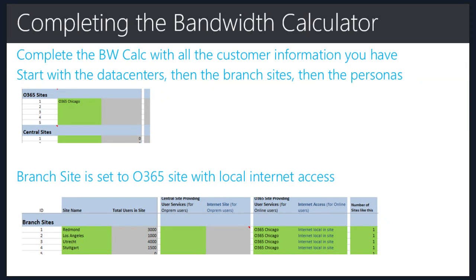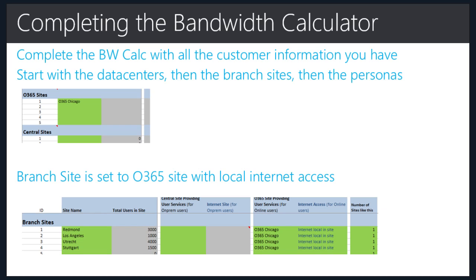So we'll start completing the bandwidth calculator with the customer's personas. So we'll put all the sites. We put the sites in the Office 365 site, and we'll put the branch site. They have local internet access.